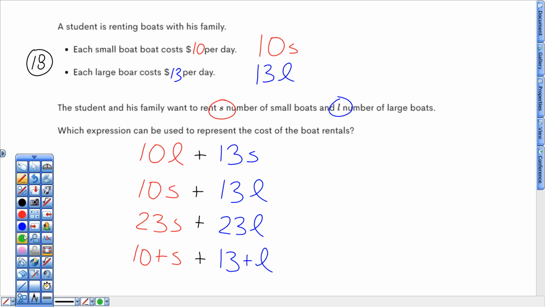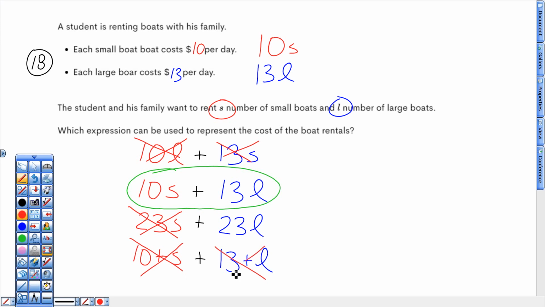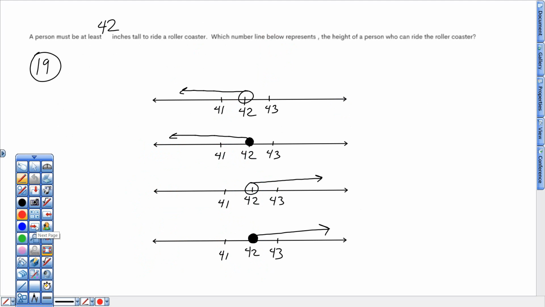The only one that has that right order is that second one. That first one has 10L, don't want that. 13S, don't want that. This one adds them up, don't do that. This one has you not times. Per hour is always timesing. 10 times S, 1 hour times 13 times L. All right, next problem. And the next secret word is grain.